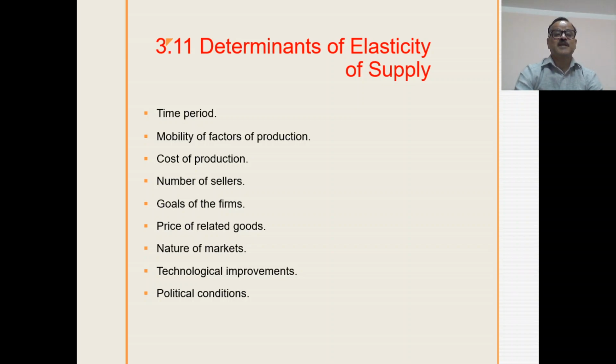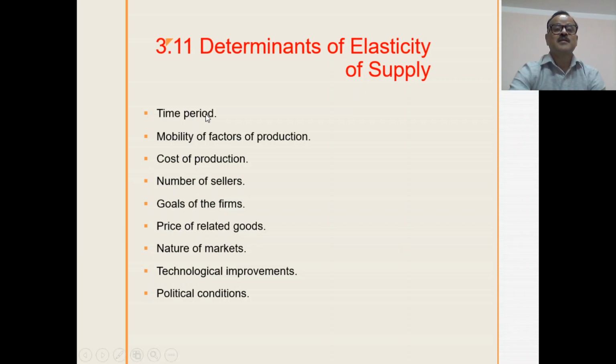And there are various determinants of elasticity of supply: time periods, mobility of factors of production, cost of production, number of sellers, goals of the firms, price of related goods, nature of markets, technological improvement, political conditions. These are the various determinants that affect elasticity of supply.